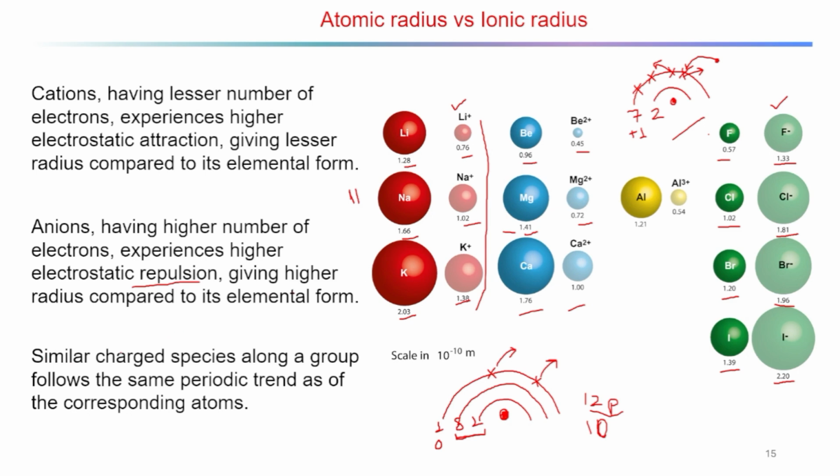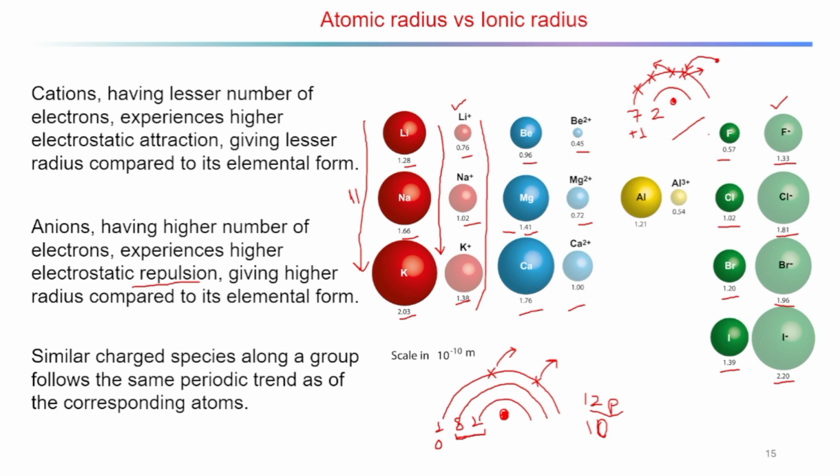Next point is similar charge species along a group follow the same periodic trend as the corresponding atoms. So the ionic radius trend follows exactly the same as the atomic radius trend. For example, in the case of lithium, sodium, and potassium, if we go from top to bottom, we can see the size is increasing, the atomic radius is increasing. Similarly, if we consider lithium plus, sodium plus, and potassium plus, we can see here also the size is gradually increasing from lithium to potassium.